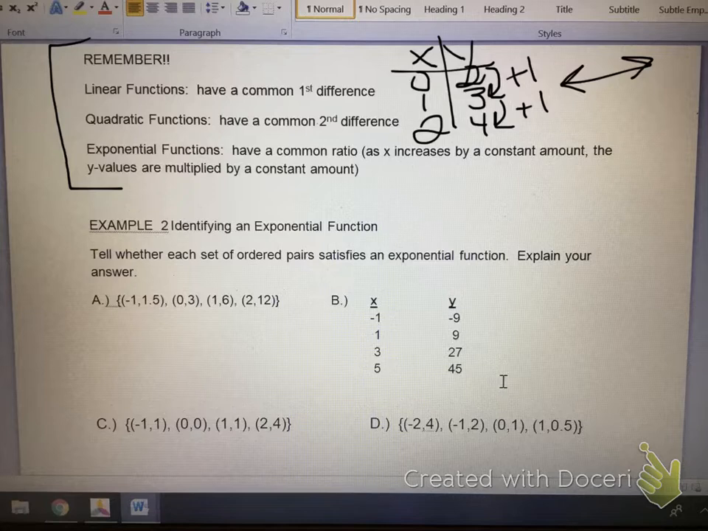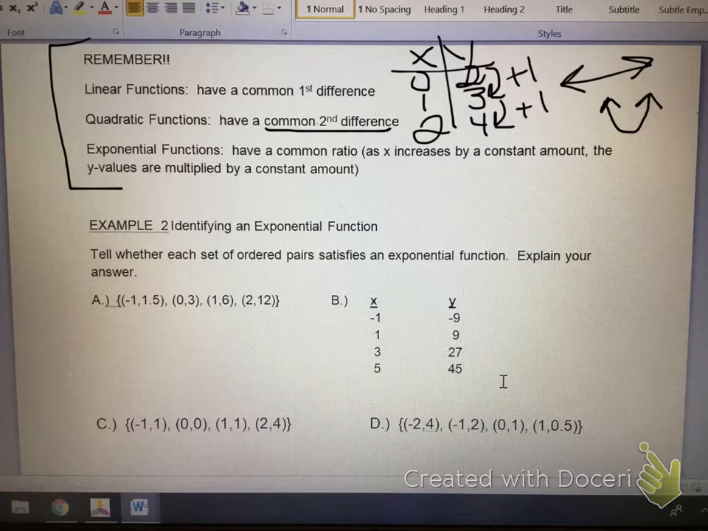So a quadratic, remember, has a common second difference. When you check your y, you're going to notice that all the numbers I'm adding to get to the next number are different. But when you do it again and get a common second difference, then you're going to end up with a quadratic, some sort of a parabola.